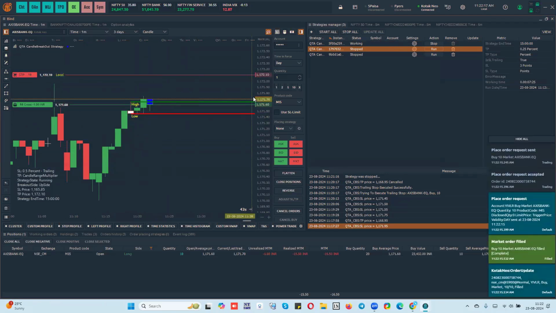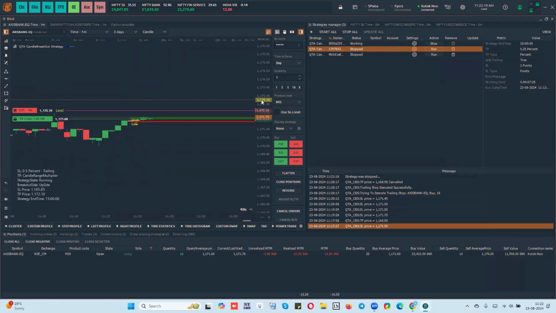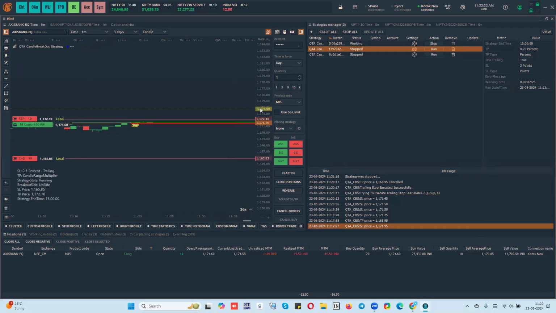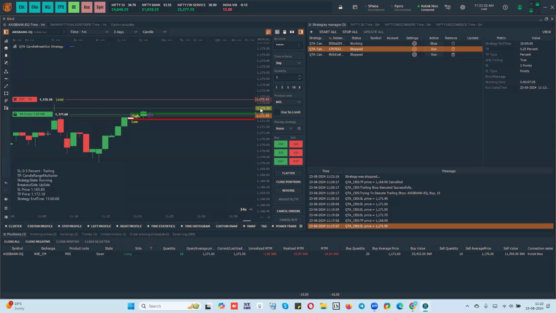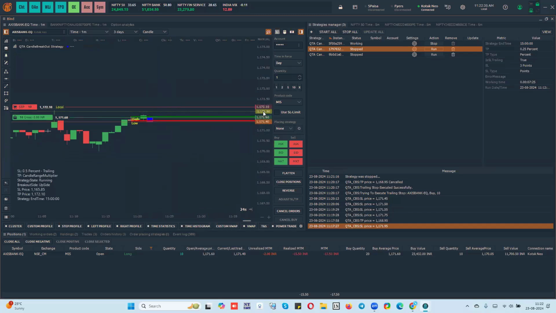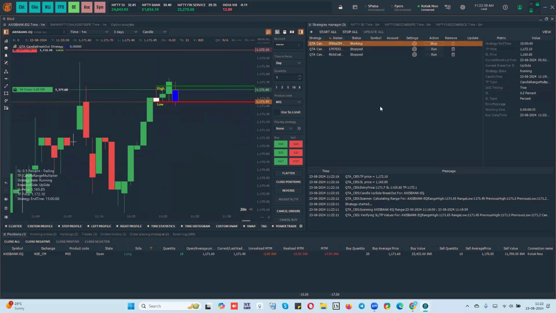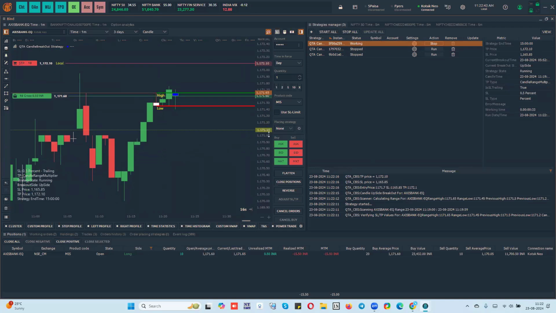So the buy trade happened now. You can see that it placed the stop loss 1% below and take profit in terms of a candle range multiplier. I used 2x the candle range, so automatically it took 2x the candle range multiplier as my take profit. And you can see that the strategy is still working here and all the parameters are available.